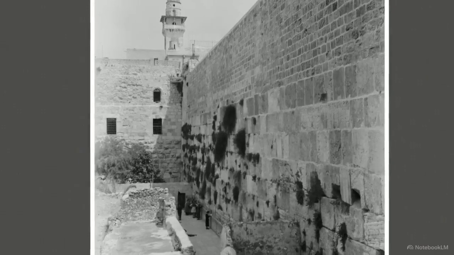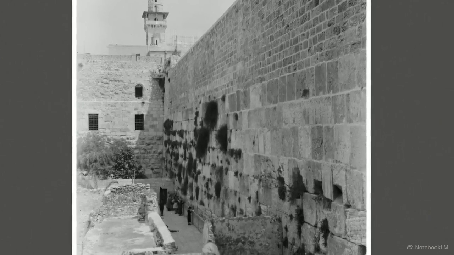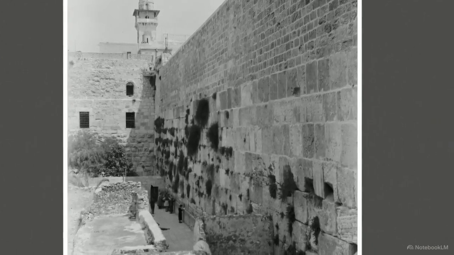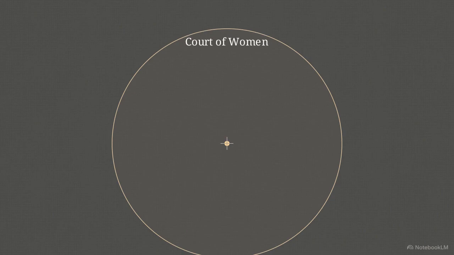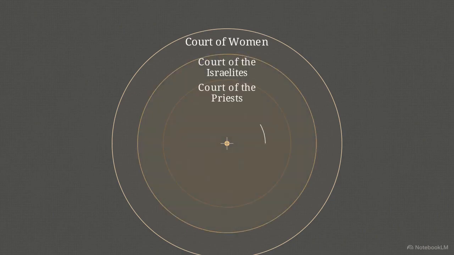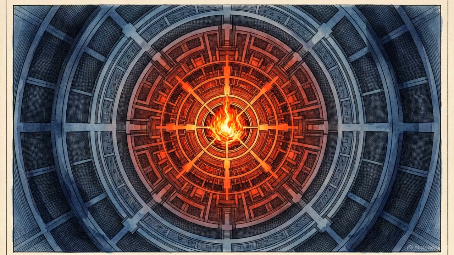This is exactly how the architecture of the Second Jerusalem Temple functioned. It was a physical, spatial map of both status and access. This diagram illustrates the temple's specific graded zones. It begins on the outside with the court of women, then moves sequentially inward through the court of the Israelites, the court of the priests, the sanctuary, and finally reaches the dead center, the Holy of Holies. The layout enforced a strict rule. Closer proximity to the center demanded a higher degree of holiness, and it carried a drastically increased mortal danger.